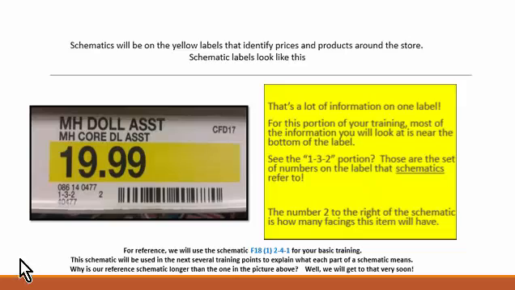So schematics are always going to be on these yellow labels on the shelves. And you'll also find the schematics on the particular item when you scan it on the price scanner or with the tools that we will give you when you are working to individually scan items on your own. It's a mobile device. There's a lot of information on this label, but the schematic number is going to be right where this 132 is. That's our schematic number right there. And then right over here, this number 2, that's how many facings this item has.